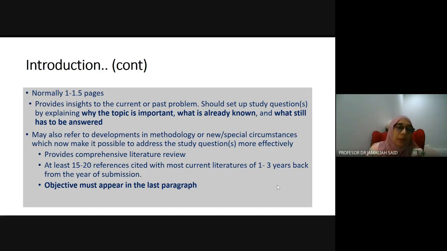So in the introduction, I mentioned that at least you have to cite 15 to 20 references. Having to cite a lot of references is good. More names in this section is good. Make sure you cite recent ones. So at the end of the introduction part, you will say, hence the study aims to examine this, based on the problem issues that you mentioned earlier.